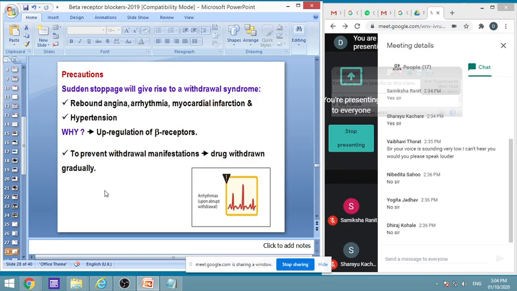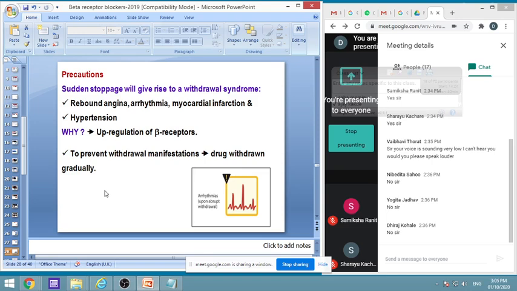This noradrenaline, adrenaline. But as long as you are giving blockers, this additional receptor or additional agonist will not be able to act. But as soon as you remove the blocker, a sudden action can occur, and that is the reason this drug has to be withdrawn gradually.